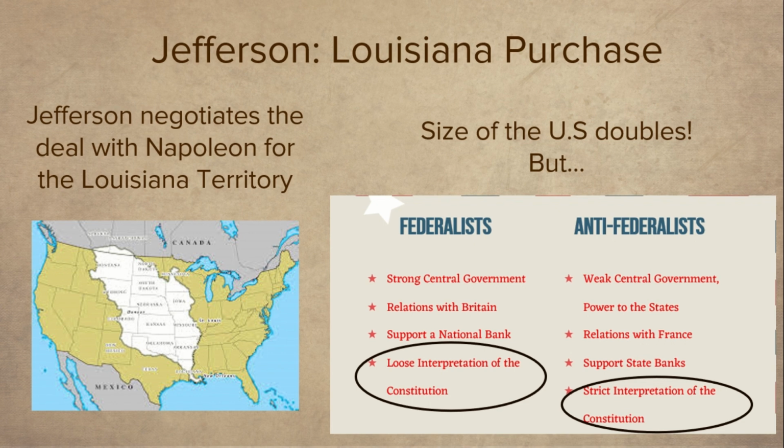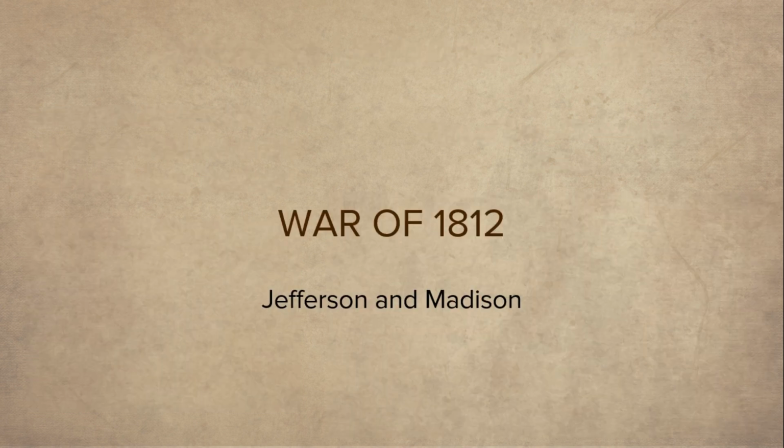And he was also getting heat from anti-federalists as well, because he's going against the values of his own party, really. So he's getting heat from all around. And his excuse was that he's trying to create an empire of liberty. He's trying to develop America as a nation. Let's move forward to the War of 1812 with the Jefferson and Madison presidency.